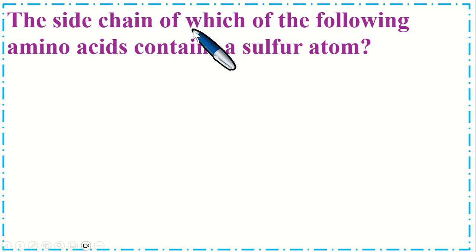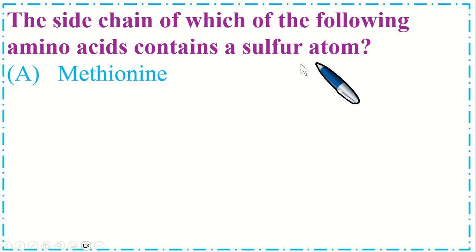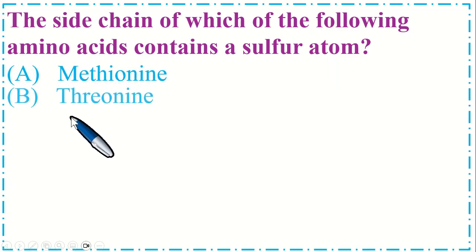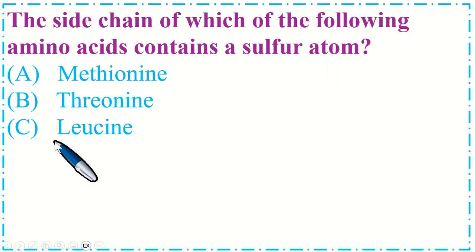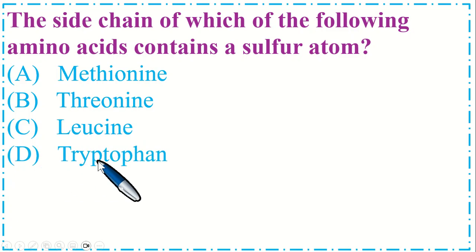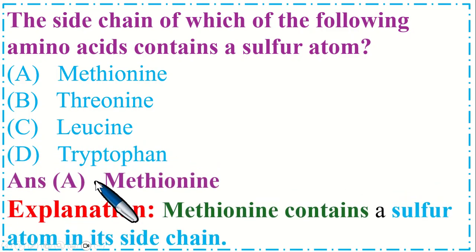The side chain of which of the following amino acids contains a sulfur atom? Option A, methionine, B, threonine, C, leucine, and option D, tryptophan. So the correct option is A, methionine. Methionine contains a sulfur atom in its side chain.